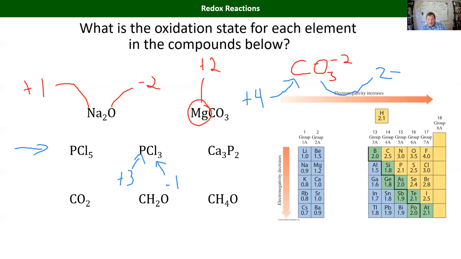If we look at calcium phosphide, now it's an ionic compound, and we can just break it up into the individual ions. Calcium, when it's an ion, is always plus two because it's in column two of the periodic table. Phosphide is negative three because it needs to gain three electrons to get to a noble gas. When phosphorus has a negative charge, it's negative three. So between these two compounds, phosphorus trichloride and calcium phosphide, phosphorus has a plus three oxidation state in one and a negative three oxidation state in the other.